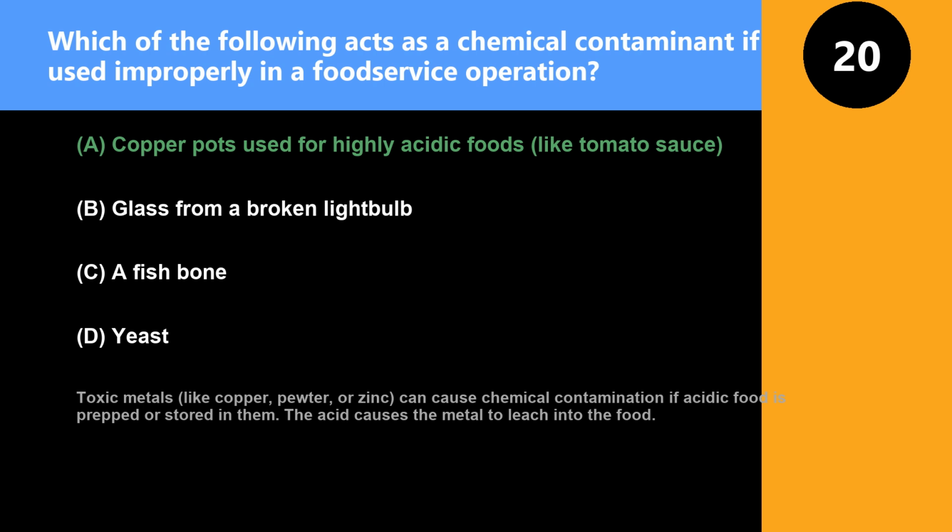Toxic metals, like copper, pewter, or zinc, can cause chemical contamination if acidic food is prepped or stored in them. The acid causes the metal to leach into the food.